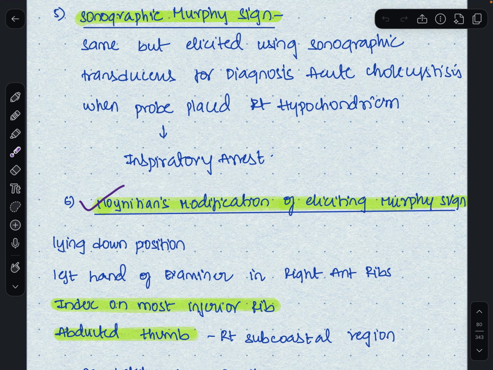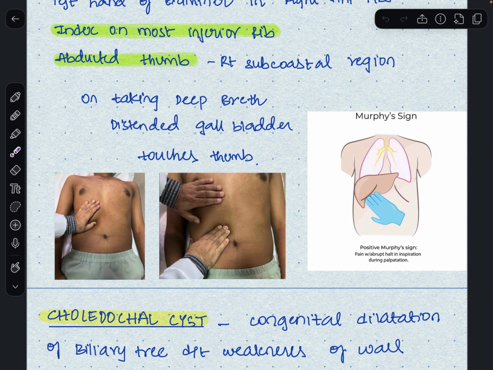And the other one is Moynihan's modification of the Murphy's sign. Normally this is how we palpate for the Murphy's sign. The right hand of the doctor is kept in the right hypochondriac region and palpation is done, and the patient will have this mid-inspiratory arrest. It's called Murphy's sign.